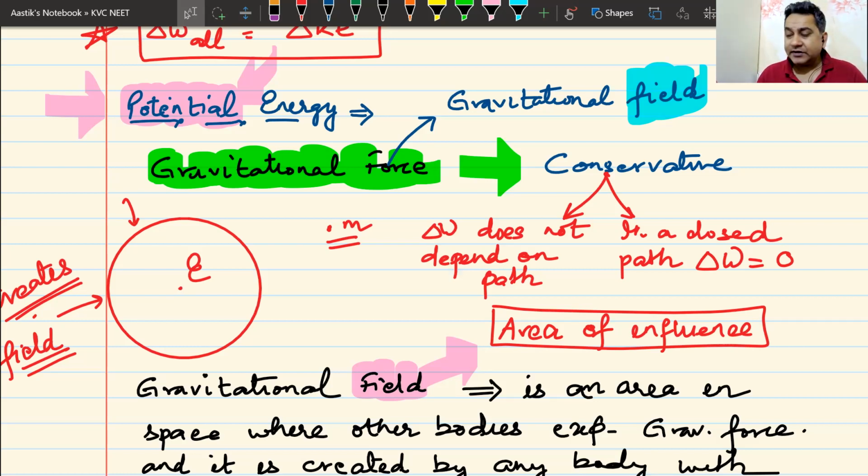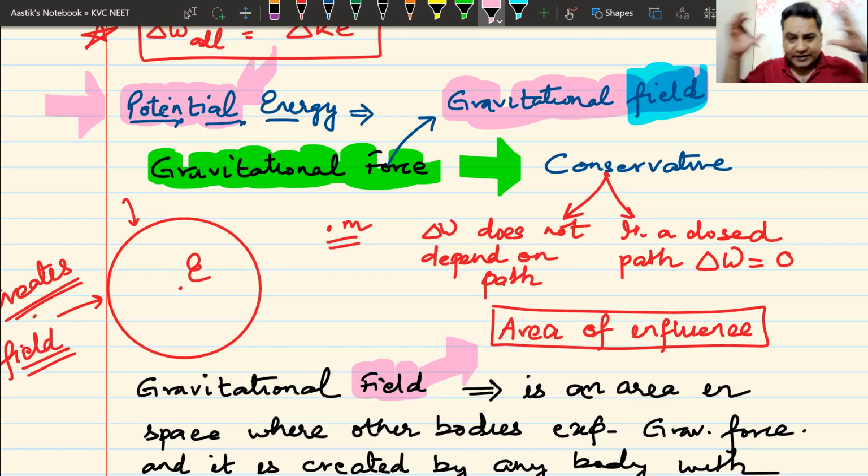And the simplest example is right now, wherever you are sitting, inside what we call the gravitational field of Earth. Earth is a huge mass. It attracts other bodies. How does it attract? It creates gravitational field around it. If another body comes in that gravitational field, it will experience gravitational force. We know that.